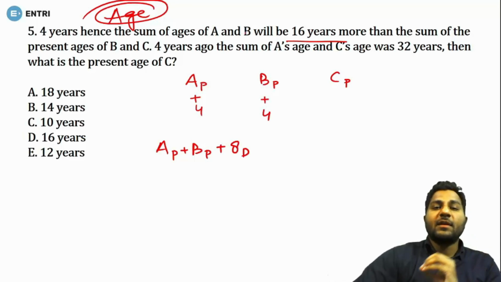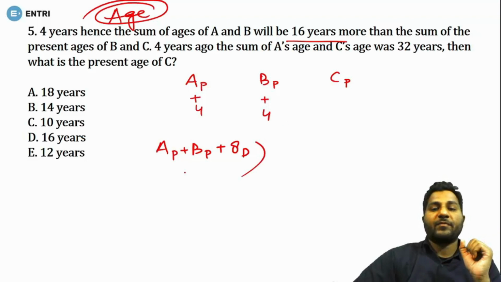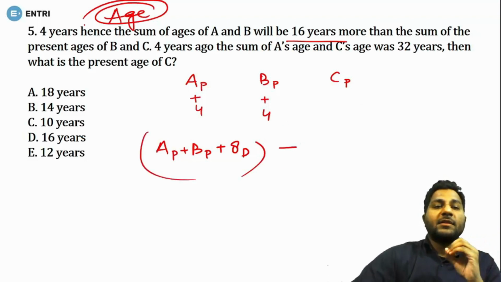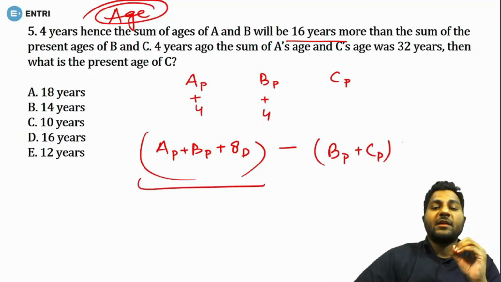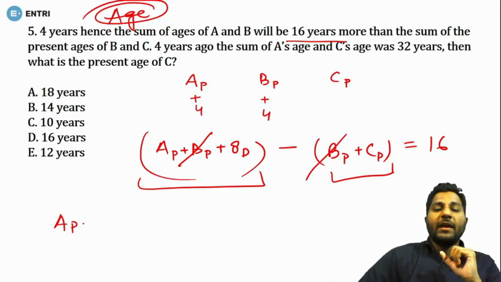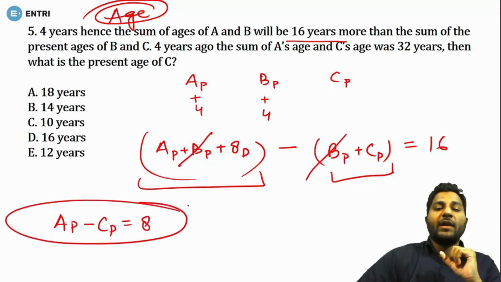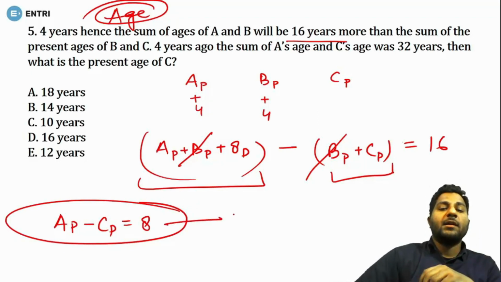4 years hence the sum of ages of A and B will be 16 years more than the sum of the present ages of B and C. That means the difference between this value and this value will be equal to 16. So one thing will be eliminated and we have got AP minus CP equals 8 years. So the difference between the present ages of A and C will be 8 years.